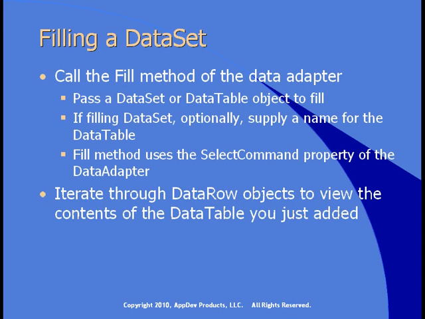If you want, and our example does this, you can iterate through the data row objects to view the contents of the new data table. That's what we'll do. You could also bind the data table or the data set to some object that displays data. But for this demo, we'll iterate manually through the rows to see what's in that data table we just created.